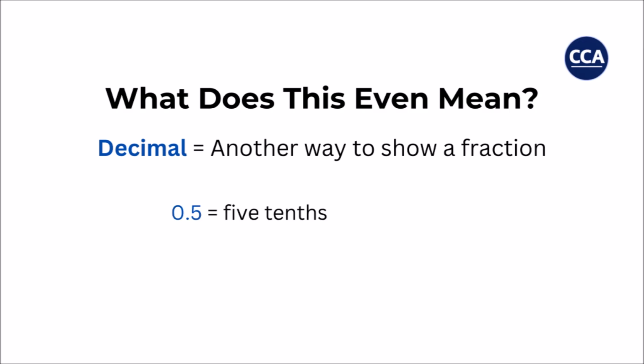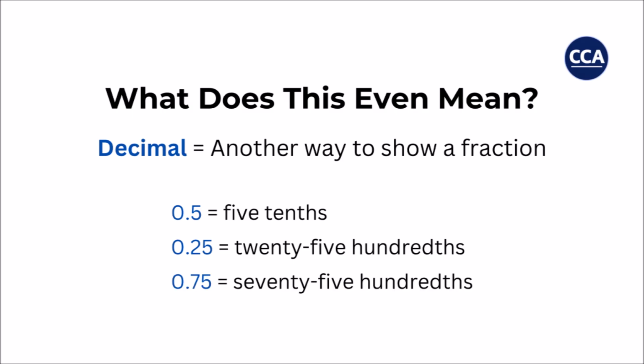For example, 0.5 means 5/10. 0.25 means 25 hundredths. 0.75 means 75 hundredths. And once you understand that, converting becomes much easier.